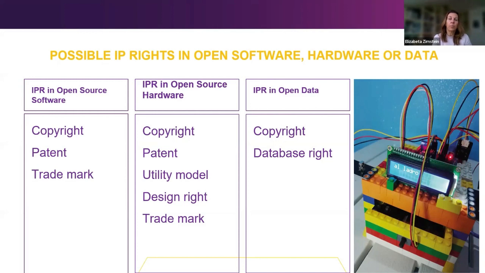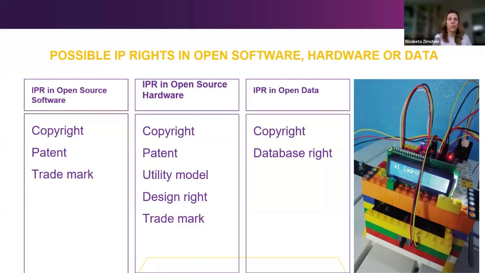And if the open hardware project includes novelties, inventions, processes, or other functionalities, it can be eligible for patent protection or protection with a utility model. If the hardware has a unique visual appearance, it can also be protected by design rights. Hardware can also be protected by trademark in order to establish brand recognition. Open data, finally, can be protected by copyright or by a database right.